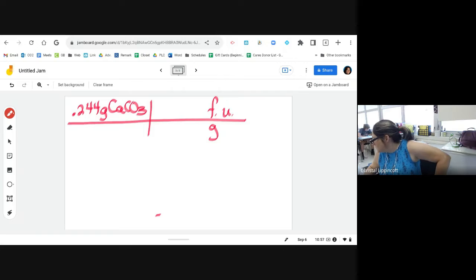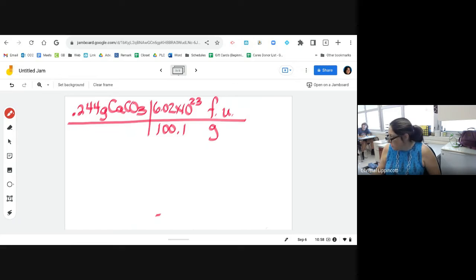All right, I've got to figure out the molar mass for calcium carbonate. What is the molar mass for calcium carbonate? 100.1. Okay, we took a calcium, we took a carbon, and we took 3 oxygens, and we added them together. Good with that? Okay. And that's going to equal 6.02 times 10 to the 23rd formula units.